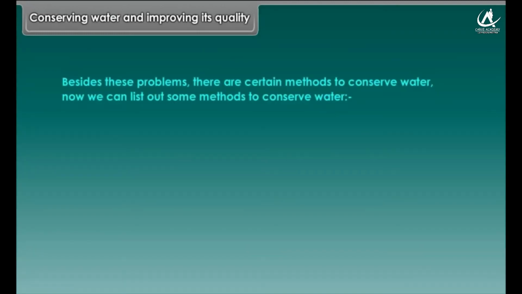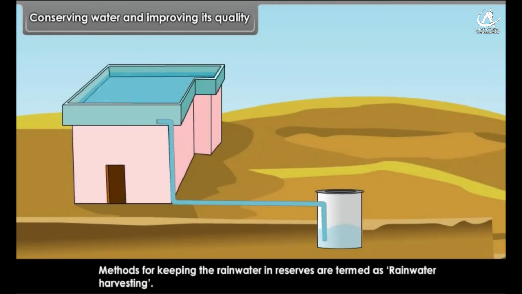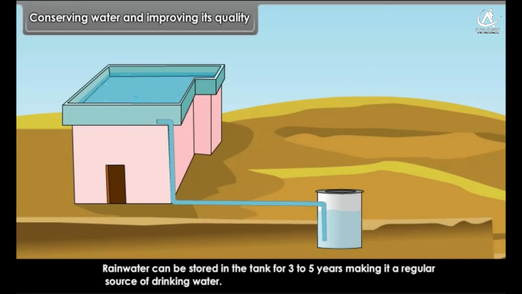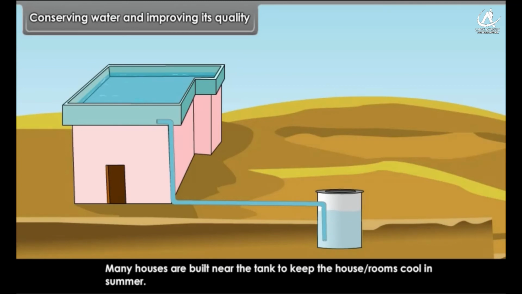Besides these problems, there are certain methods to conserve water. Now, we can list out some methods to conserve water. Rainwater harvesting. Methods for keeping the rainwater in reserves are termed as rainwater harvesting. Do you know, rainwater can be stored in the tank for 3 to 5 years, making it a regular source of drinking water. Rainwater, paalar paani, is the purest form of natural water. It is often used to cure ailments of sick people. Many houses are built near the tank to keep the house or rooms cool in summer.